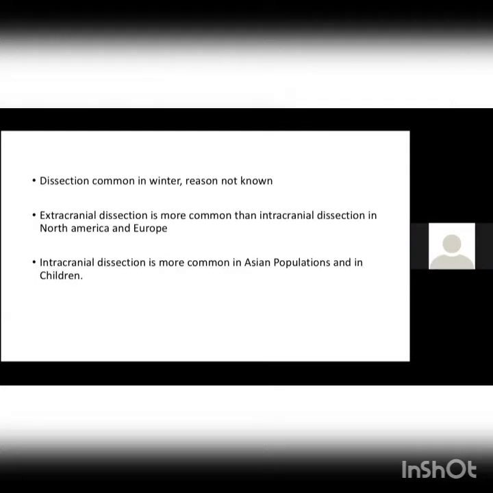Dissection is common in winter. The reason is not known. Extracranial dissection is more common than intracranial dissection in North America and Europe. Intracranial dissection is more common in Asian population and in children.